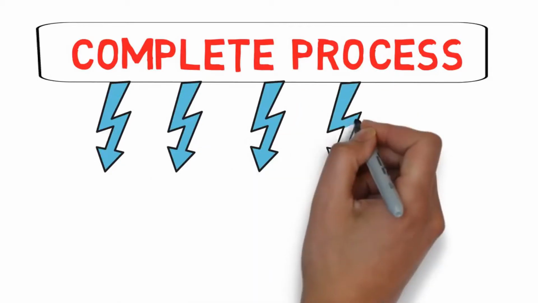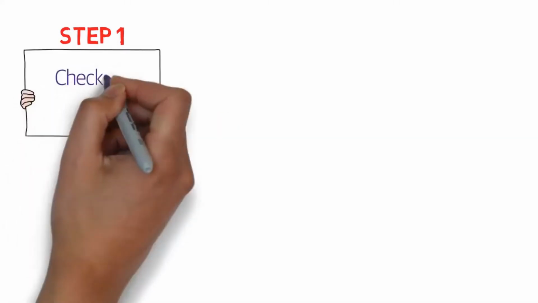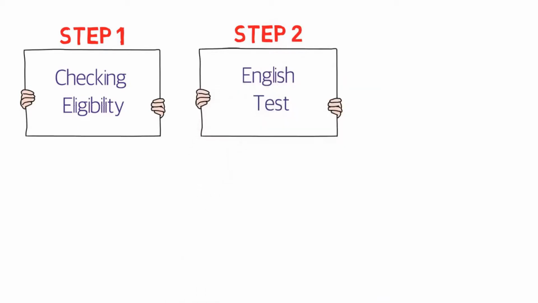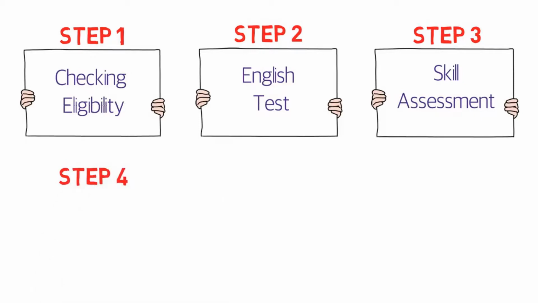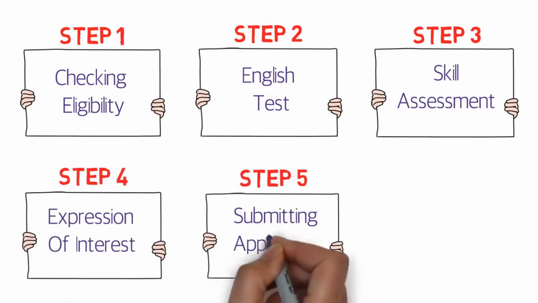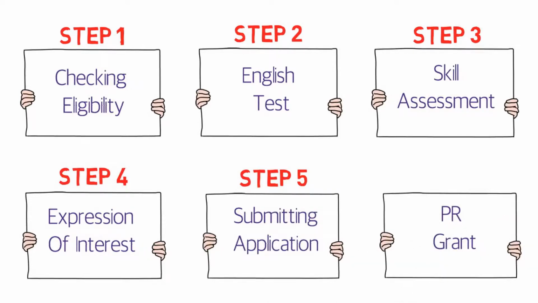Now let me tell you that I've divided the complete process into 5 simple steps. So let me list out all those steps for you and then I'll discuss all of them in detail. The first step would be checking eligibility, if you're eligible or not. The second step is the English test. The third step is skill assessment. The fourth step is expression of interest, and the last step is submitting your application. After that, you'll be given the PR grant, and we will talk in detail about it as well.